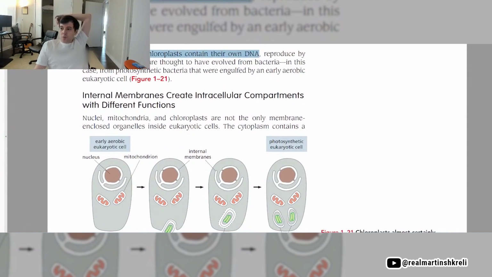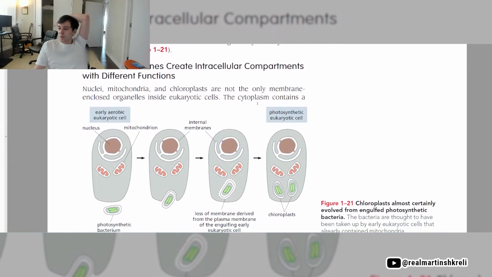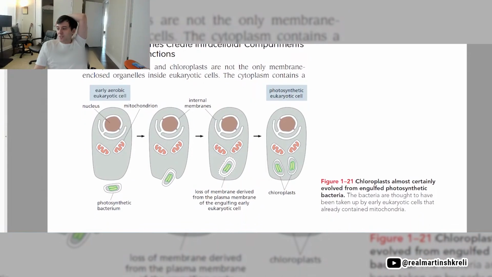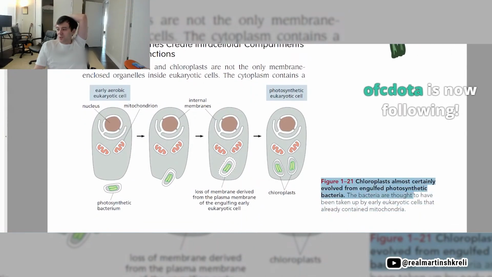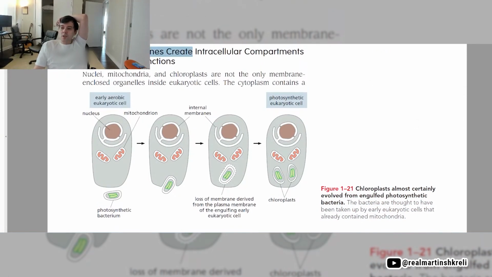Like mitochondria, chloroplasts contain their own DNA, reproduce by dividing into two, and are thought to have evolved from bacteria, in this case from photosynthetic bacteria that also were engulfed by an early aerobic eukaryotic cell. All right, enough about plants. Although we'll do one last thing. Chloroplasts almost certainly evolved from engulfed photosynthetic bacteria. These bacteria are thought to have been taken up by early eukaryotic cells that already contained mitochondria, so a very similar concept here. Internal membranes create intracellular compartments with different functions.